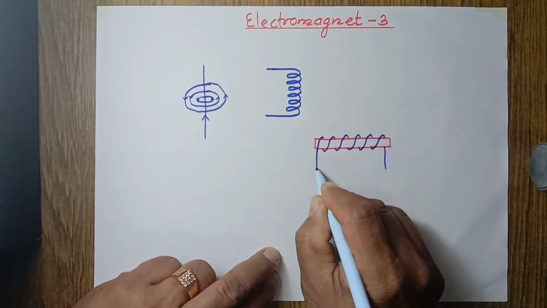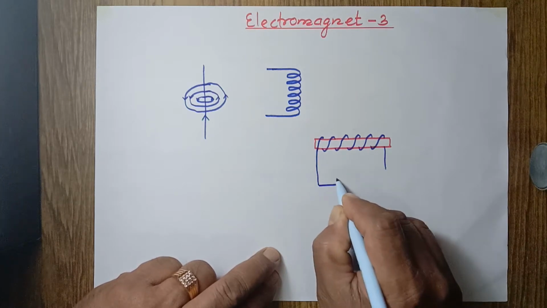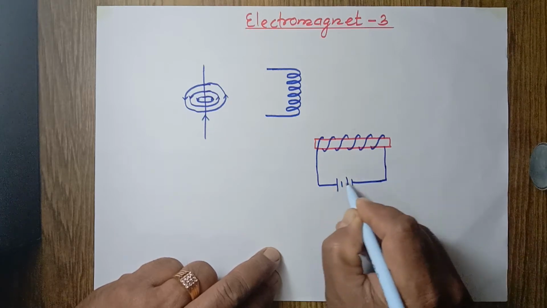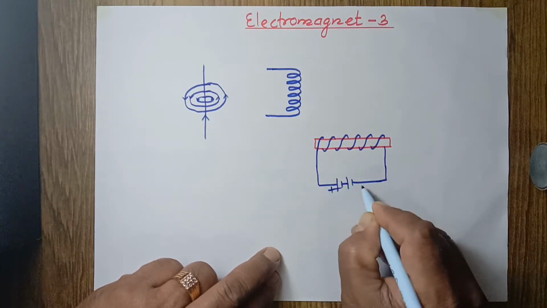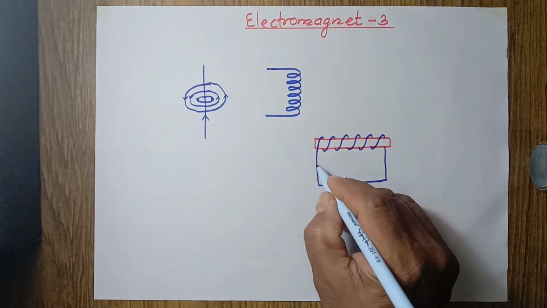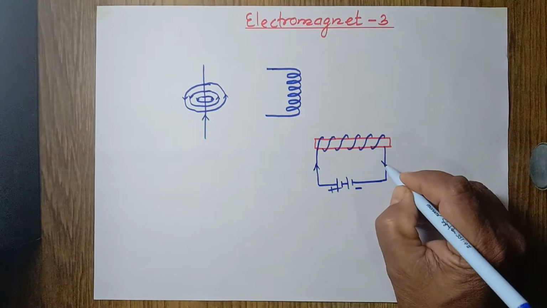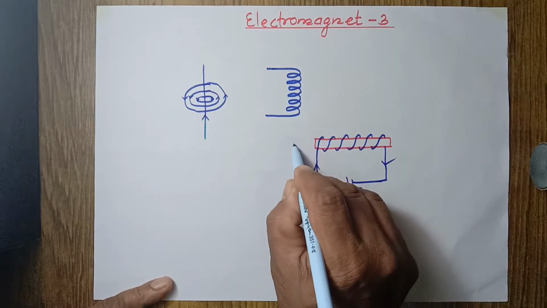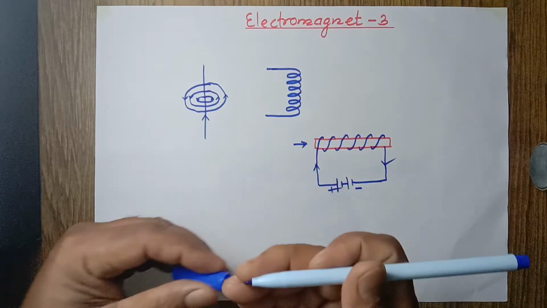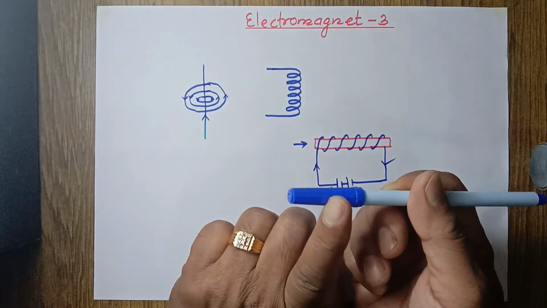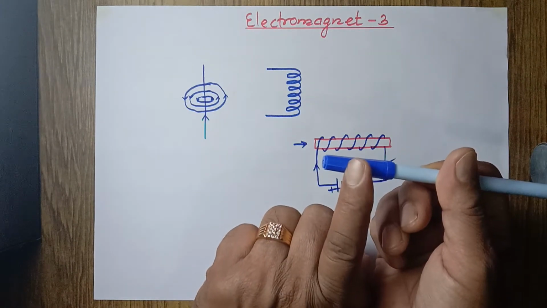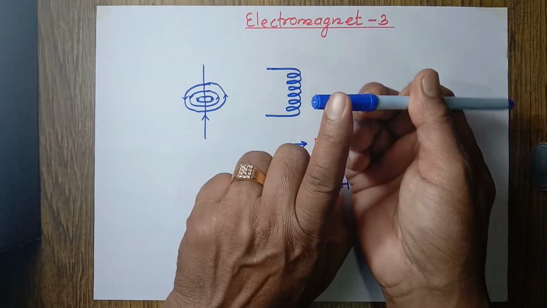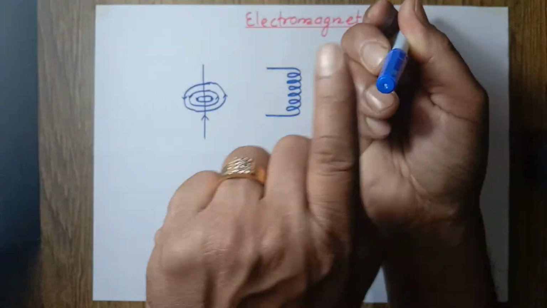Then what happens? If this end is connected to the positive terminal and the other end is connected to the negative terminal, current flows in this direction and comes out through this end. Now, if we see this piece of iron from this side, then the direction of flow of current is anti-clockwise. Look at this, it is going this way, and if it is turned towards ourselves, this is the anti-clockwise direction of current.